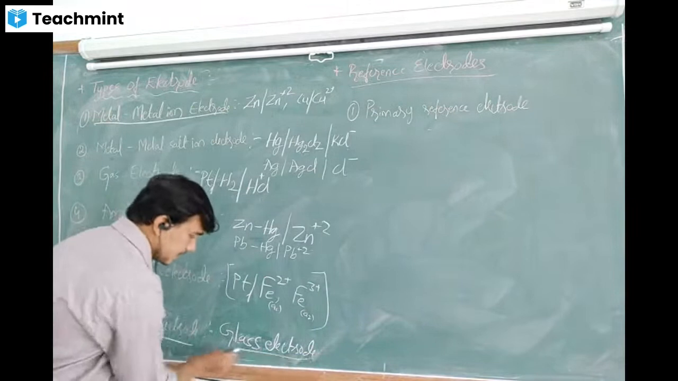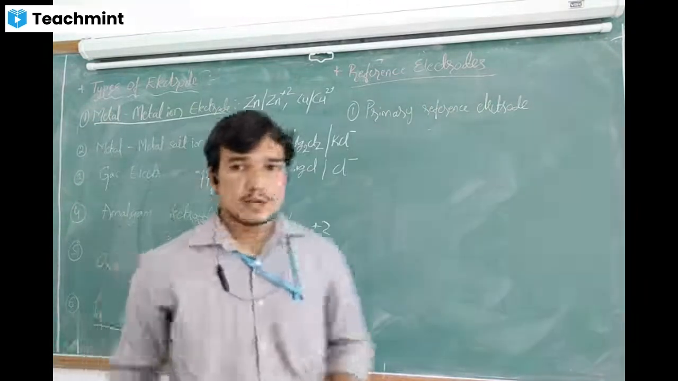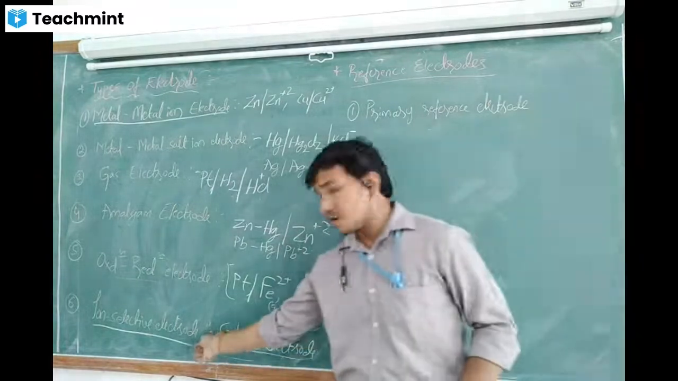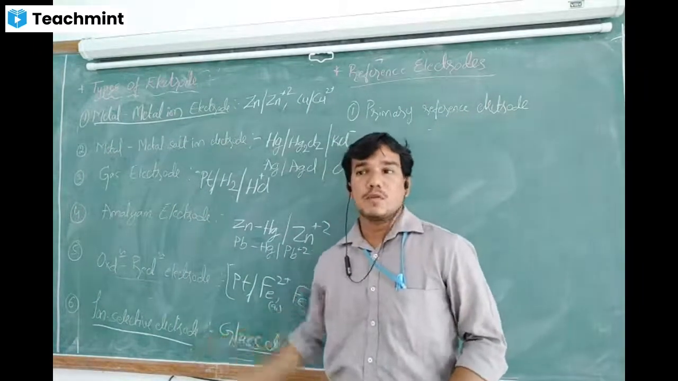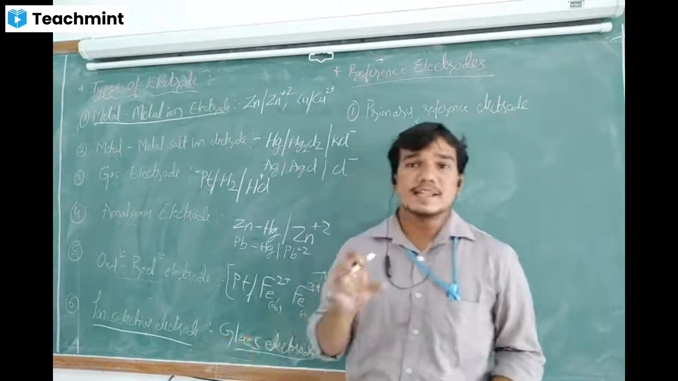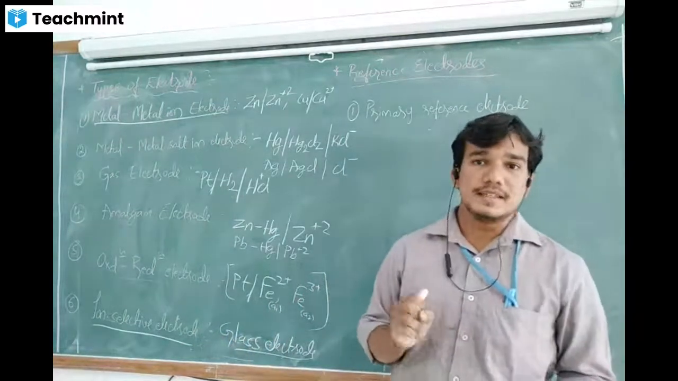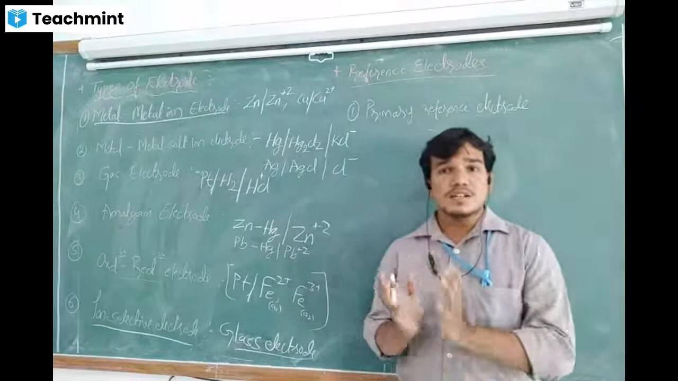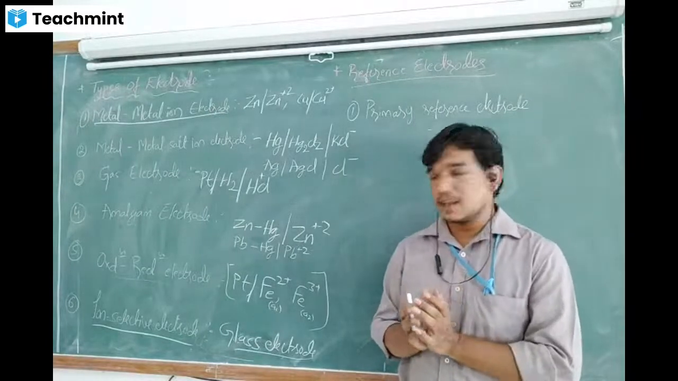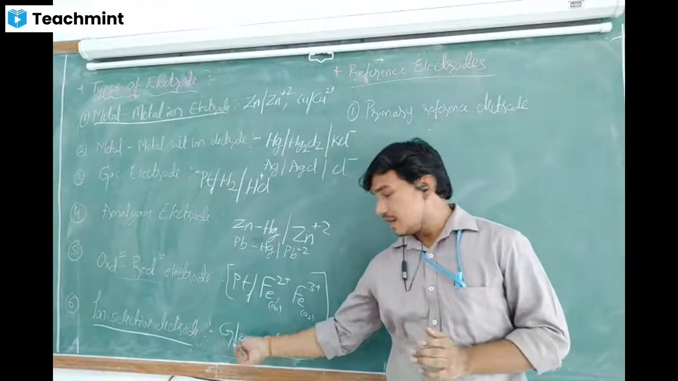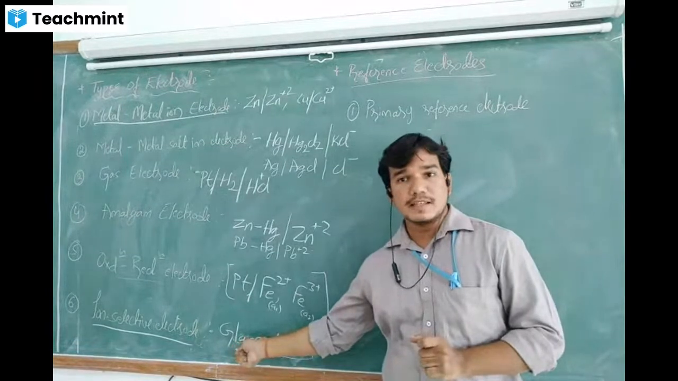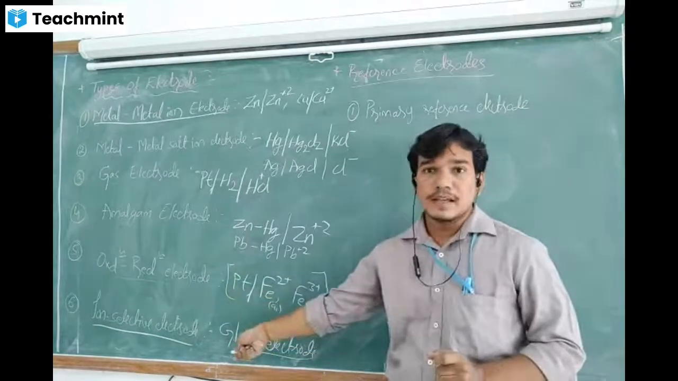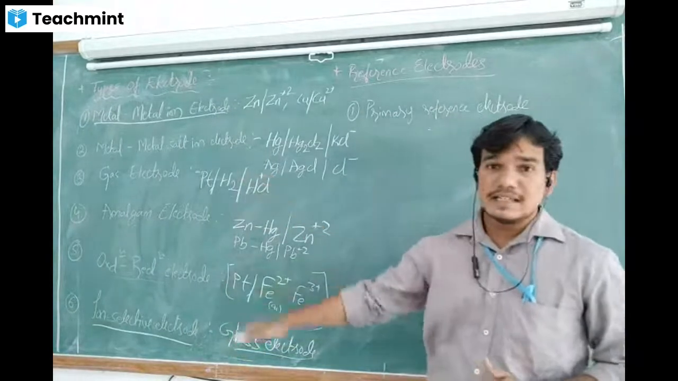That's why this glass electrode is used for pH determination. Why? Because it detects the H+ ions present in the solution. pH is a measurement of the concentration of H+ ions present in the solution, so this glass electrode measures only H+ ions. Understood this concept? Types of electrodes, there are 6 types.